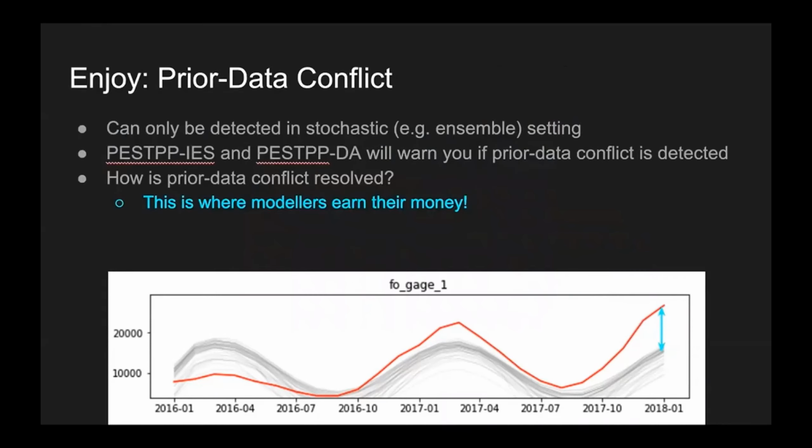So what do you do about prior data conflict? Well, you can only detect it in this stochastic setting. That is, you have to run the model many times to actually build up a statistical picture of what is the output range the model can cover.